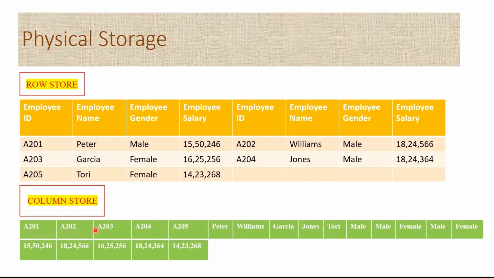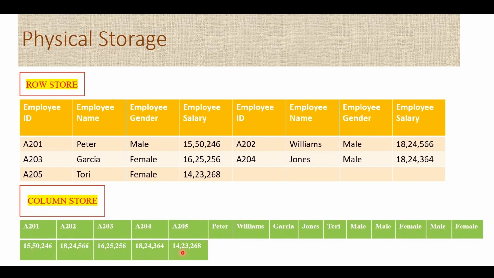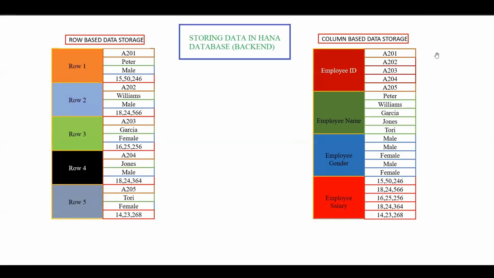Here, employee ID related data is stored at one place separately and this forms an individual table. Similarly, employee name data is stored at one place, forming a second individual table. Employee gender is stored at one place, forming a third individual table, and employee salary data is stored at one place, forming an individual table.